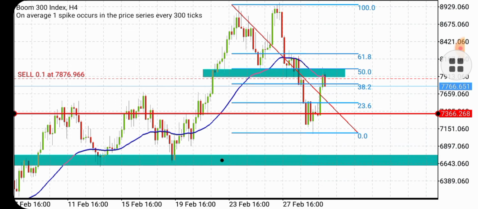Now I draw my Fibonacci right here. We will talk about the numbers on this Fibonacci level in the next video, so don't miss that video. Okay, now we draw our Fibonacci level right here using the swing low and the swing high.